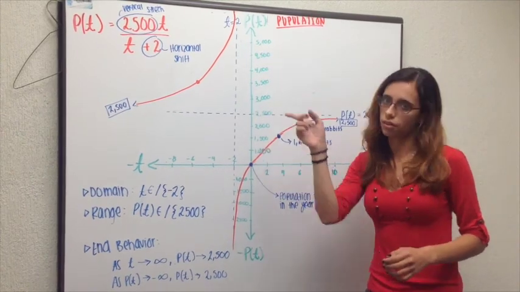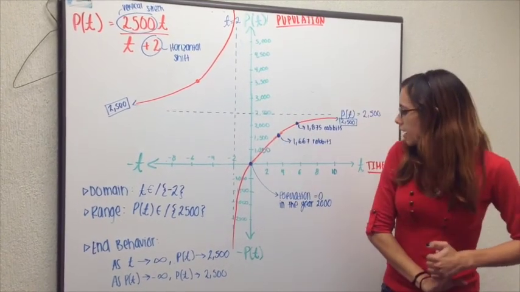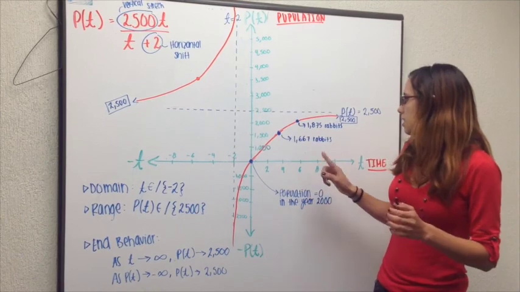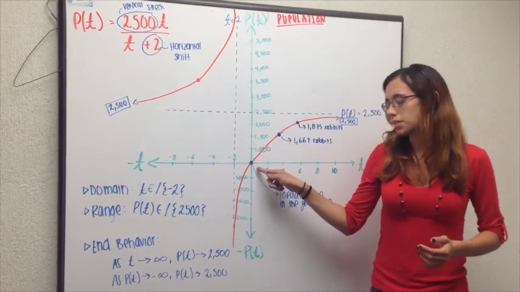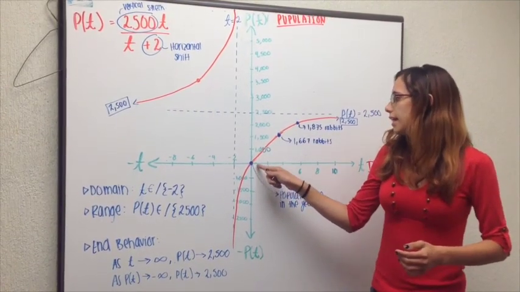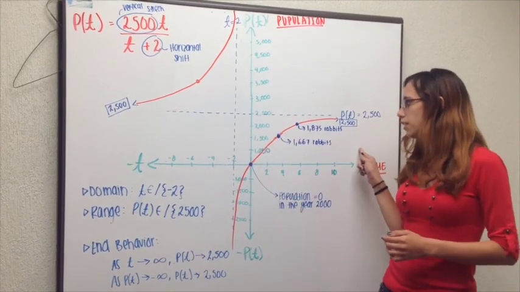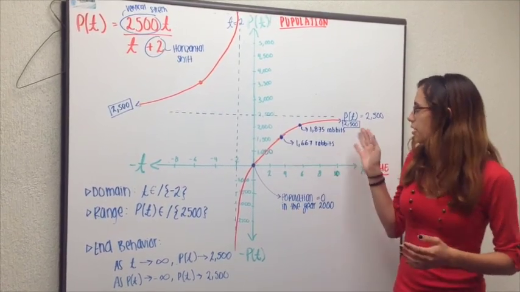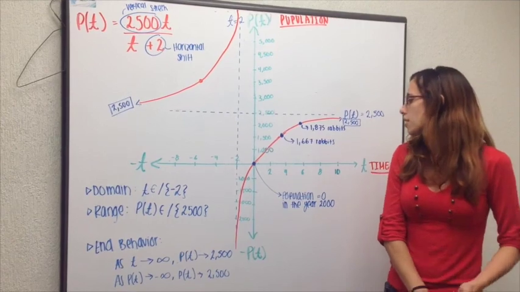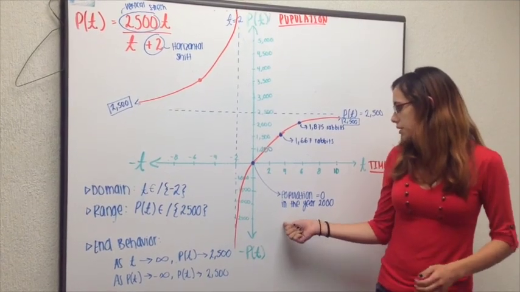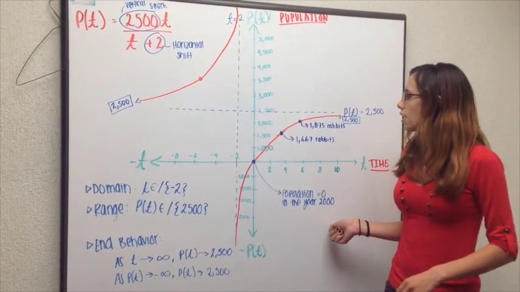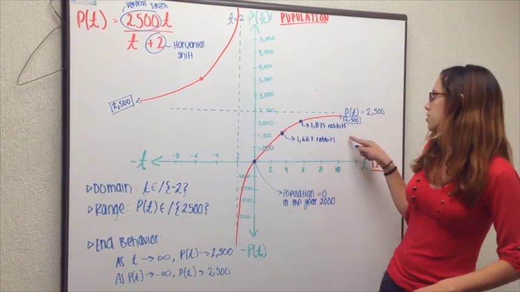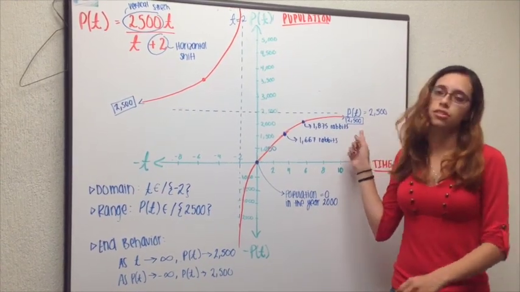So here we have our vertical asymptote. And then, as you can see, it starts from 0, and as the time goes on, it starts to increase in population. You can see here that our population was 0 in the year 2000, and then it starts to increase, but it never reaches 2,500.